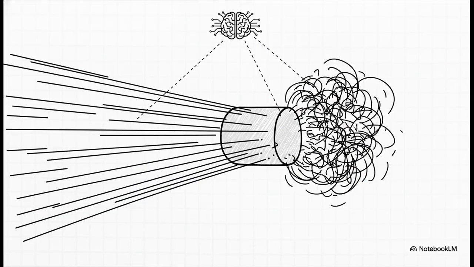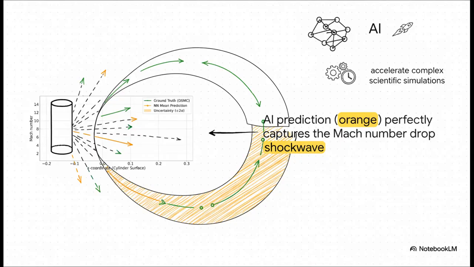All right, now for the main event. Let's circle all the way back to that hypersonic vehicle we started with. For this massive challenge, the researchers unleashed their digital twin approach to see if it could learn the incredibly complex physics of a Mach 15 flow over a cylinder. So what are we looking at here? This first graph shows the Mach number, the speed. Those green dots are our ground truth from the slow, traditional simulation. And that solid orange line? That's the AI's prediction. And you can see it just perfectly captures that dramatic drop in speed as the flow smacks into the powerful shockwave in front of the object.